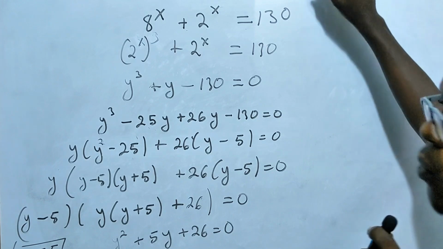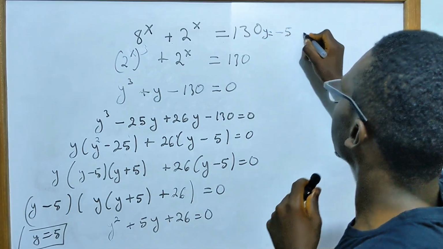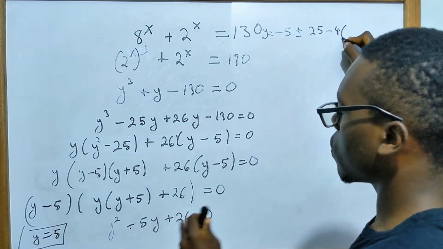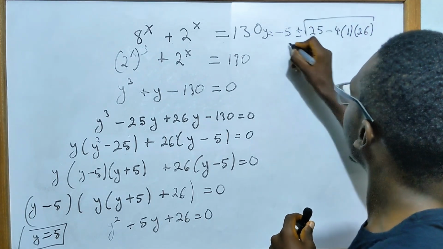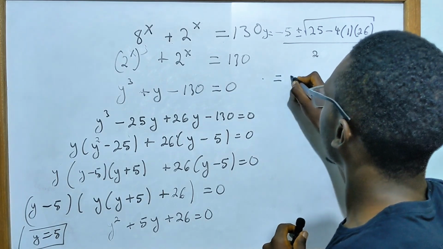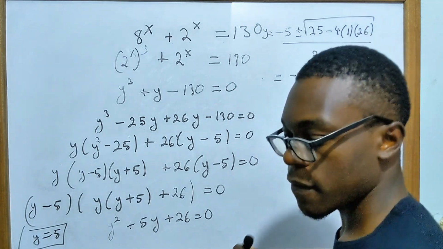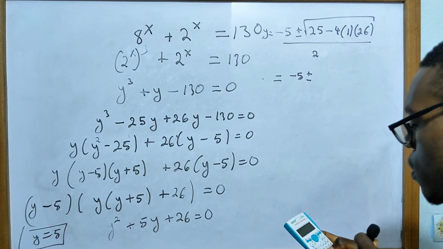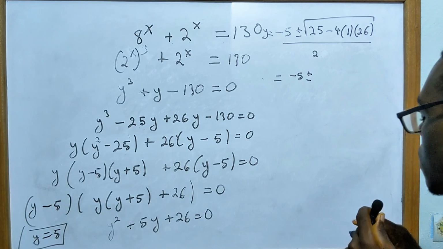We cannot really go by factorization only. Let's use the quadratic formula, to have negative b, that is negative 5. You can have y equals negative 5 plus or minus the square root of 5 squared minus 4 into a, 1, c, 26, all over 2 into a. So that will be equals to what? Negative 5 plus or minus 5 squared is 25. 25 minus 4 into 26 will be negative 79.